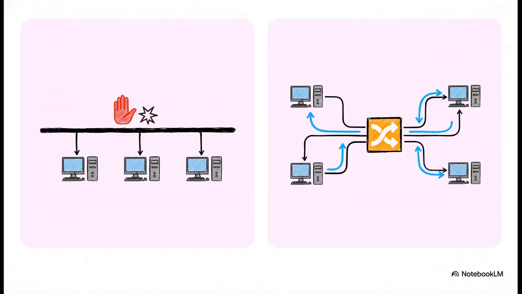Early networks used a protocol called CSMA/CD. It basically told devices, hey, listen for a clear line before you send anything. Wait if it's busy. Stop if a collision happens. It worked, but it was pretty slow.